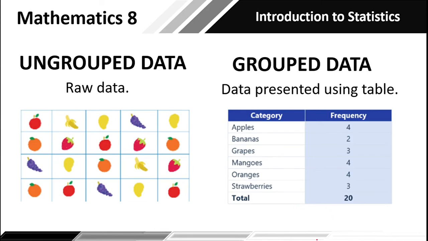So I will just write down the categories, which are the names of these fruits, and then write down the frequency of each category. For example, there are 4 apples in this given picture. There are 2 bananas in this given picture. There are 3 grapes in this picture. By simply making a table, it will be under grouped data.